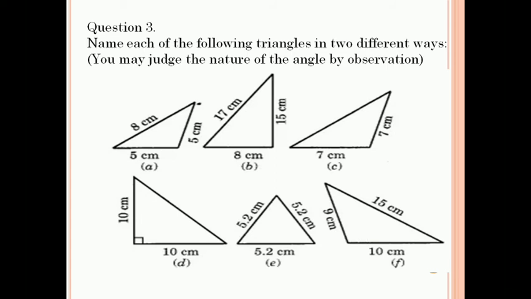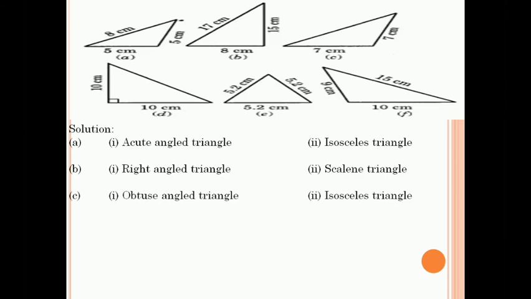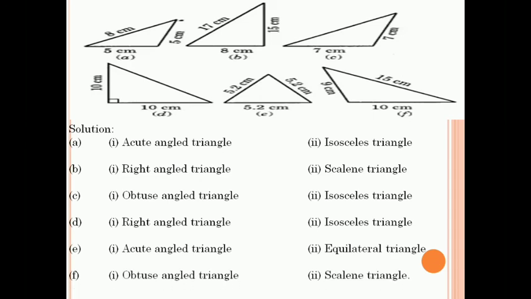So with the help of the measurements of sides and the measurements of angles, we can write their types, or we have to write the solution like this. The first one is a little bit acute angle, so here we will write acute angle triangle. Like this, we can write the answers that we have discussed before.